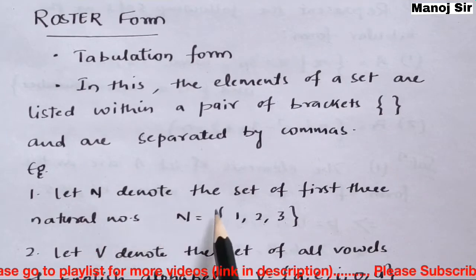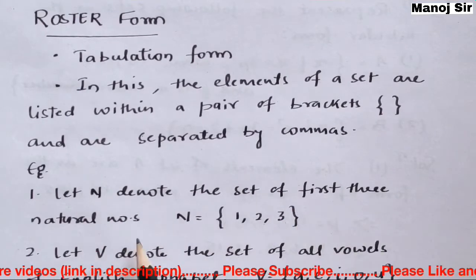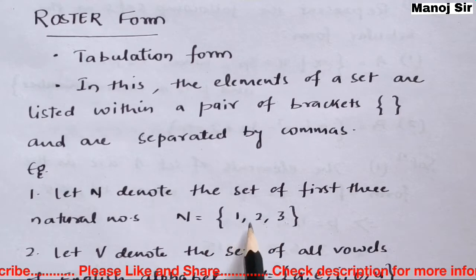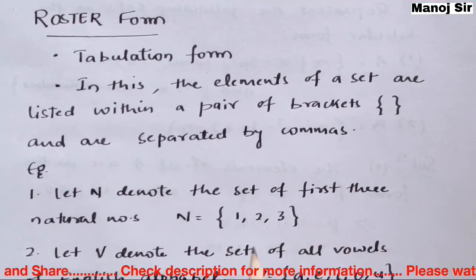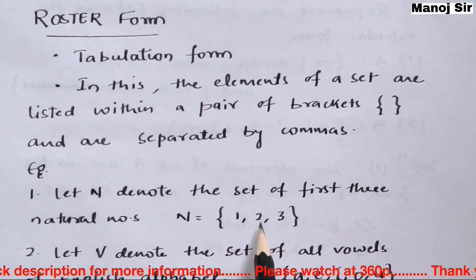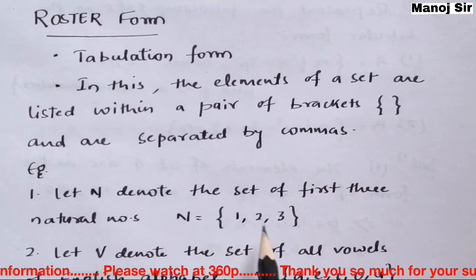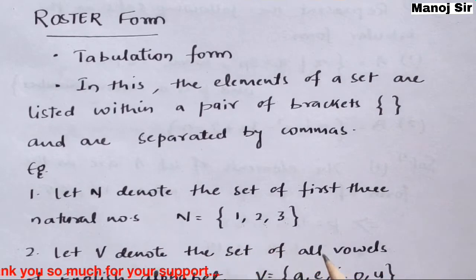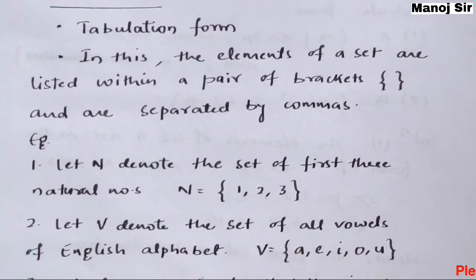So let N denote the set of first 3 natural numbers, that is 1, 2, 3. Here you can see we have 3 elements, and these 3 elements are separated by commas and listed within a pair of brackets. These are known as curly brackets or braces. Now we will take the second example.